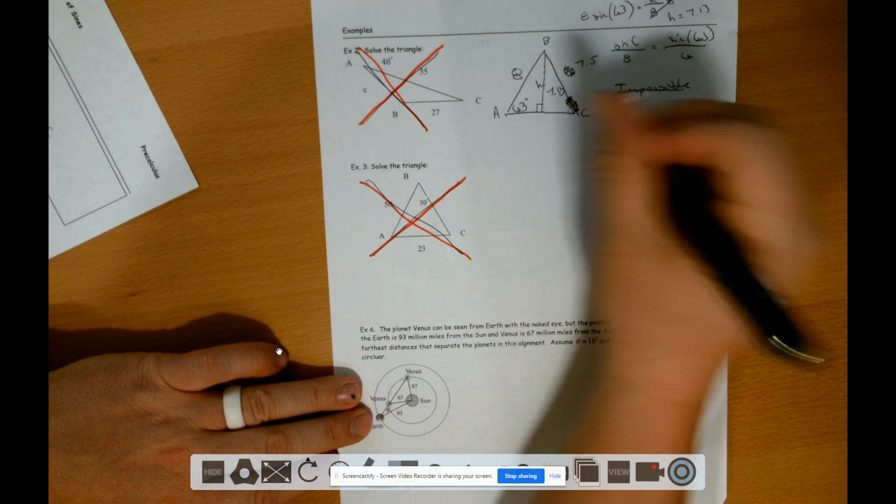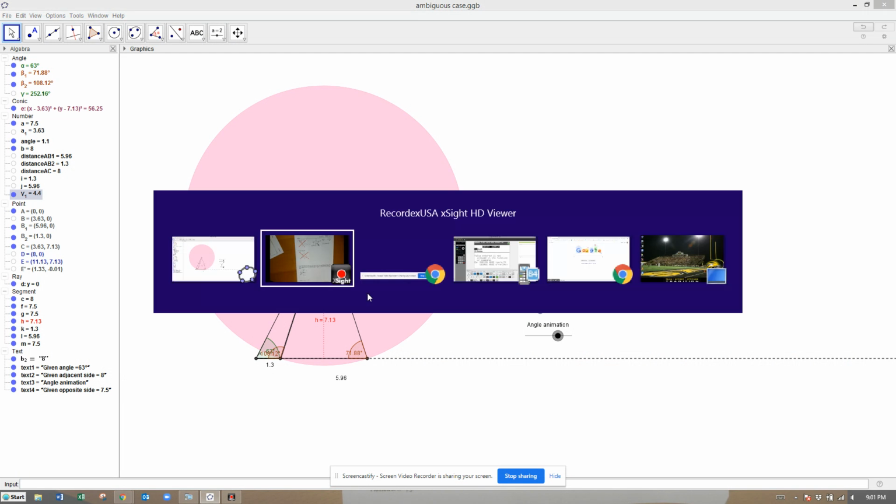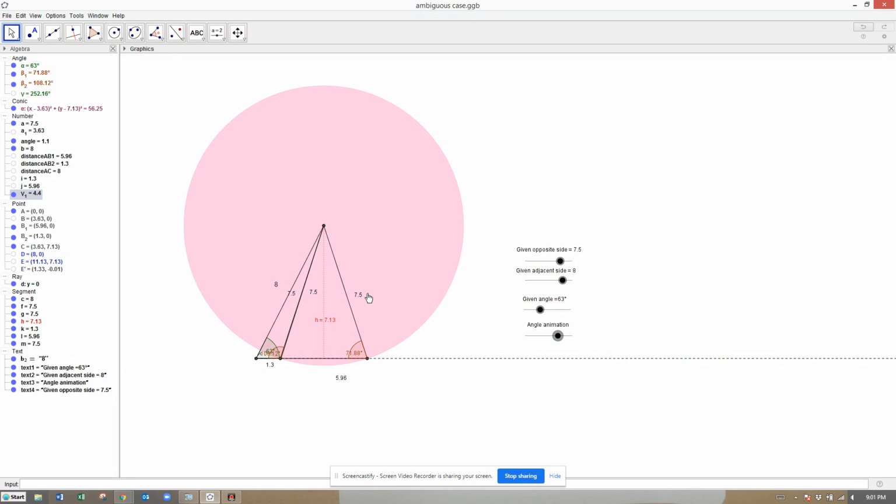So what we see here, going back to my diagram, we have a big triangle like I just drew, 63, 8, 7.5. That's this. And if I swing my swinging side through, I get a smaller obtuse triangle.